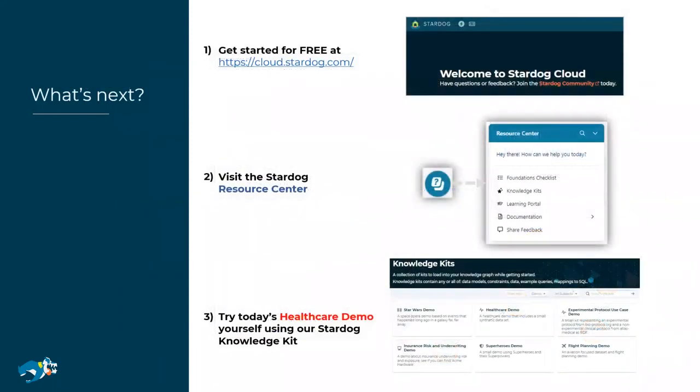So that basically concludes the demo portion of today's session. So what's next? You can get started for free at cloud.stardog.com. You can visit our resource center, which is available via the widget in the bottom left of our cloud portal. And you can actually try out today's healthcare demo yourself using one of our Stardog knowledge kits called the healthcare demo. So everything you saw today can be built on top of that as well.